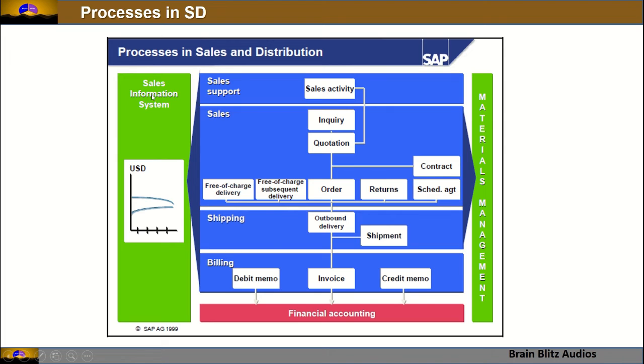Similarly, there is a functionality called sales information system. All this information, whatever you are seeing here, sales support, sales, shipping, and billing, is available in the sales information system, where you have a lot of SAP standard reports which you can activate and use for analysis. Let us go to the next session.